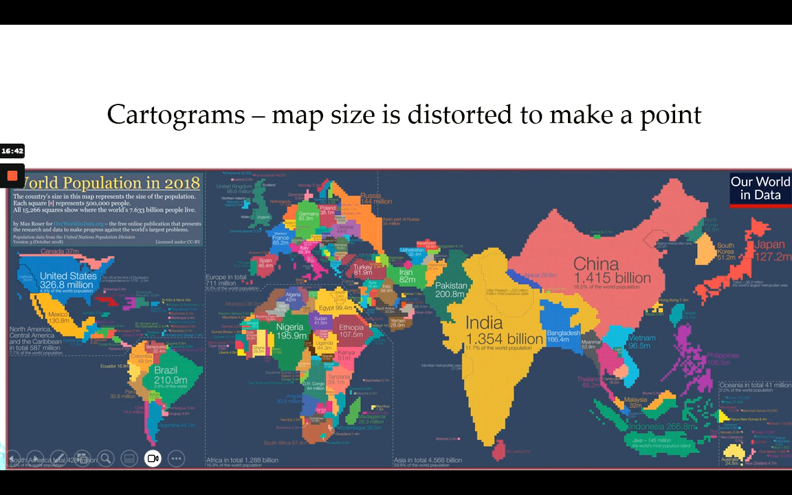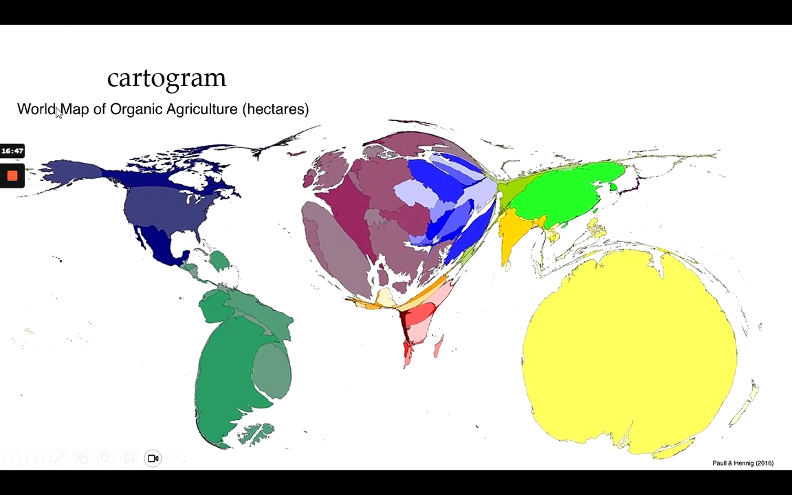Here's another cartogram. World map of organic agriculture. So which country has a whole lot of organic agriculture? Look at that. That's Australia. And it looks very distorted.